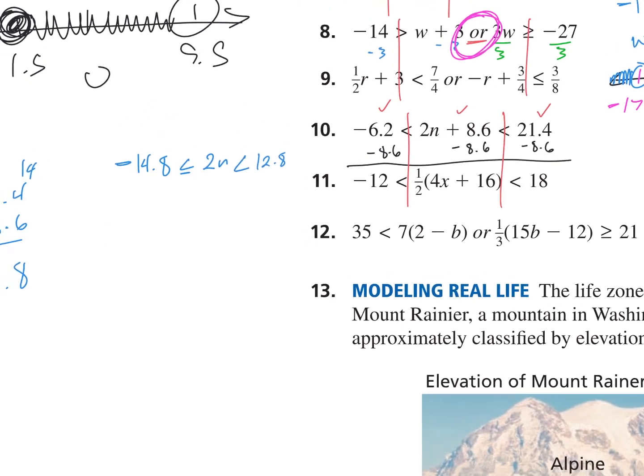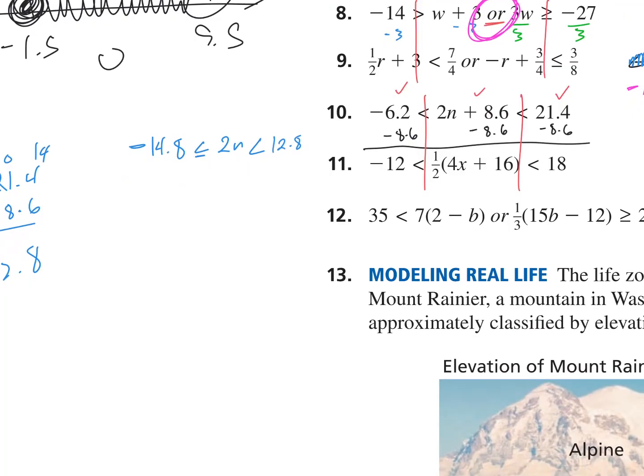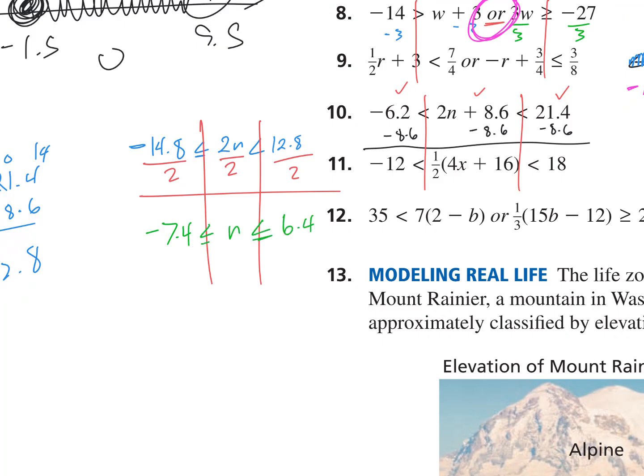12.8, and now we're gonna divide by 2. Why are we dividing by 2? Because that 2 is there in the middle with that n, we want to get rid of it. So on the left, we get -7.4 is less than or equal to n, which is less than or equal to 6.4. Now let's graph it.